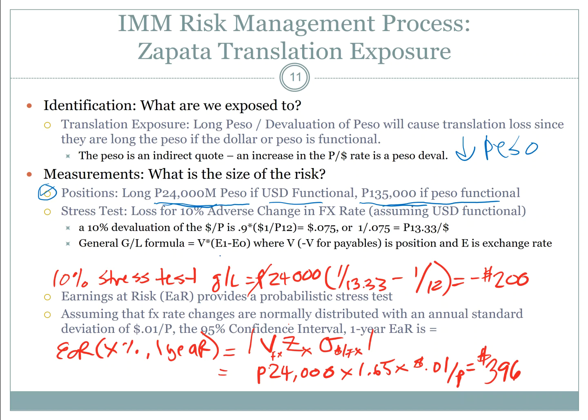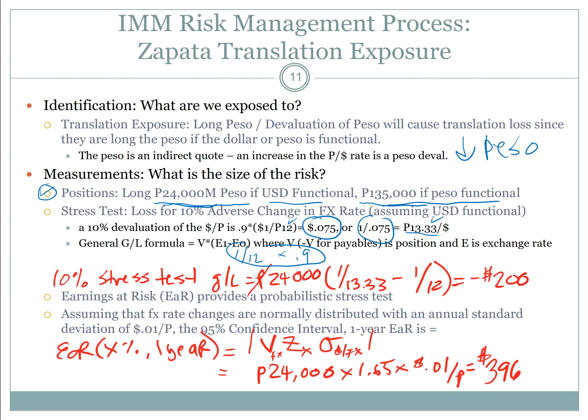If the exchange rate is currently 1/12, a devaluation of 10% would be 1/12 times 0.9, which is 0.075. By the way, if I do 1 over 0.075, that's really the exchange rate going from 12 to 13.33. So a 10% devaluation of the peso is the exchange rate going from 12 to 13.33.